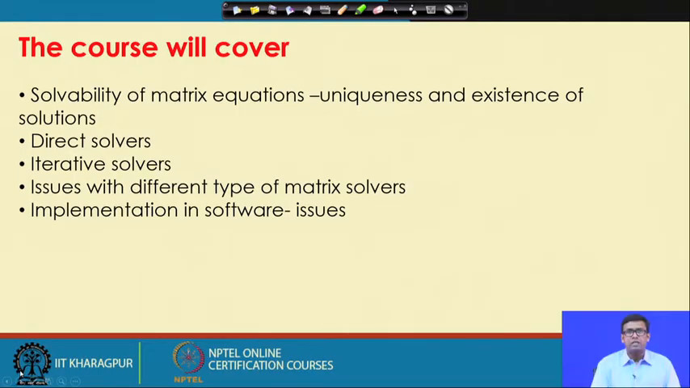One is the direct solver and another is iterative solvers. Direct solvers, as the name suggests, directly solve the matrix equation and give us the solution in terms of values of different variables, whereas iterative solvers start with a guess value and then use an iterative technique using the matrix itself to update the guess value, so that it finally converges to the right solution.